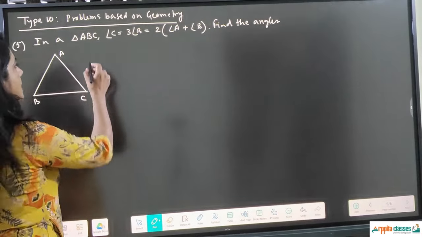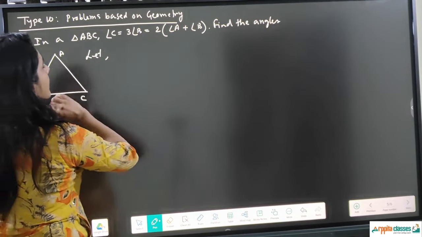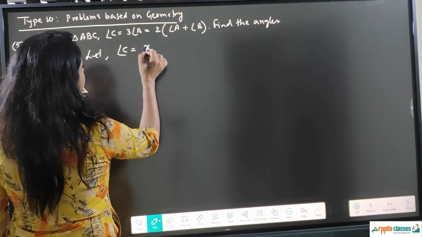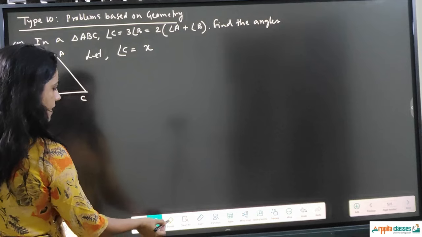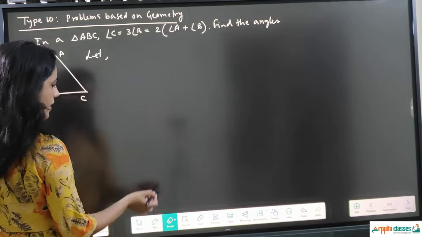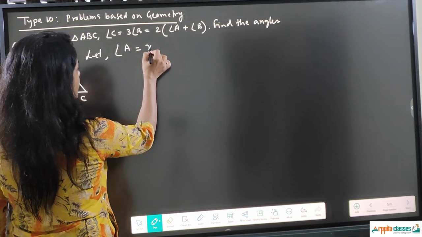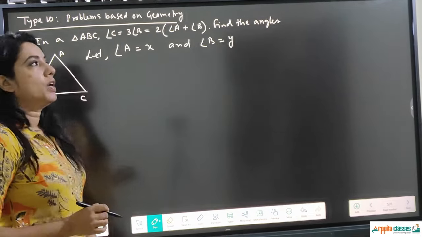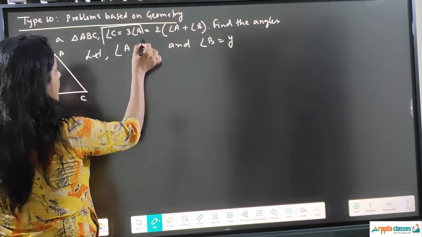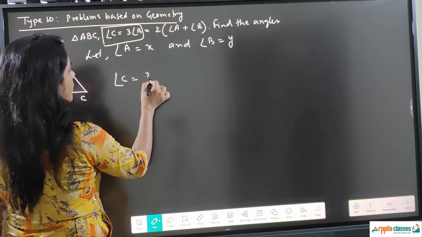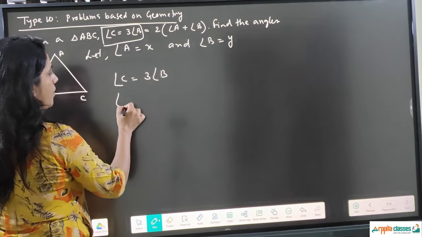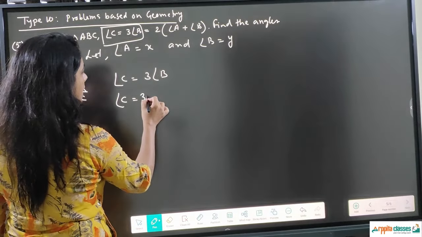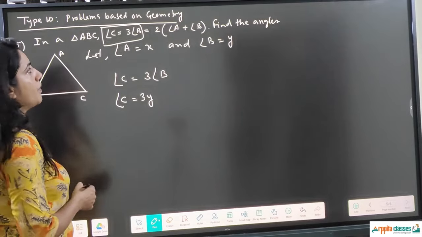Find the angles. So let us consider, let angle A is equal to x and angle B is equal to y. So let us see the first criteria. Angle C is equal to thrice of angle B. So what will be angle C? Angle B we have considered as y. So angle C is 3 into y. This is the first thing we are getting.